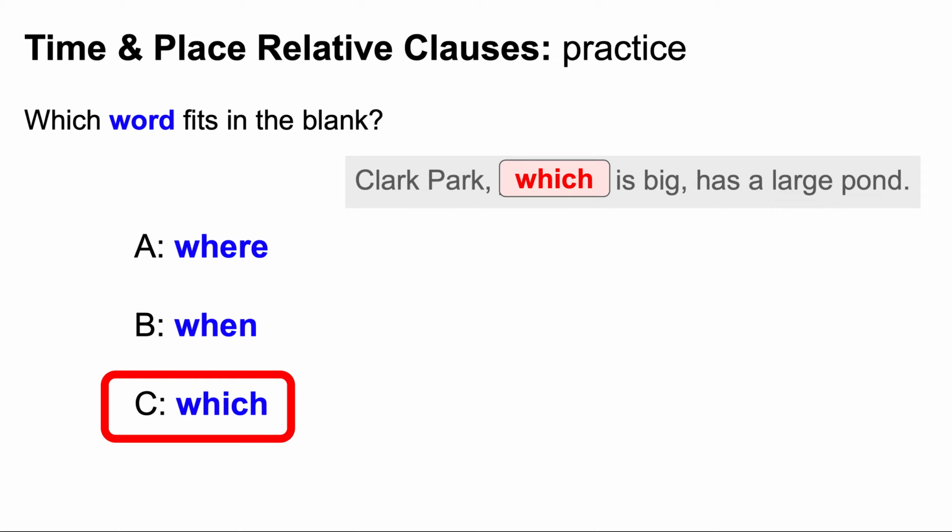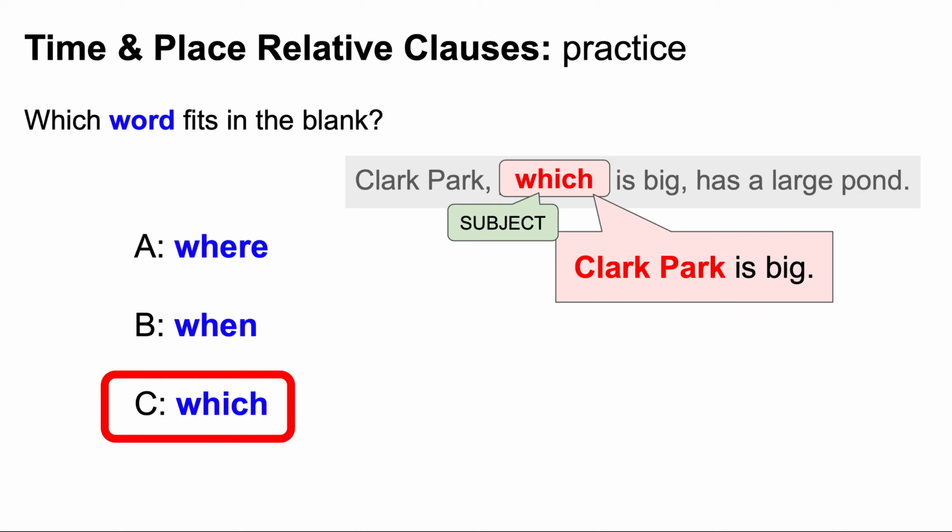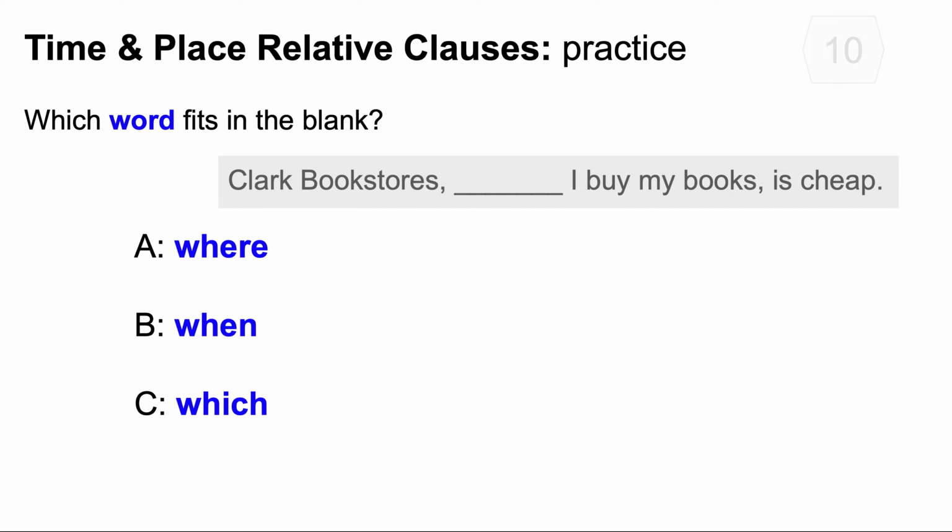Clark Park, which is big, has a large pond. Here, which is big, is a subject relative clause. That is, Clark Park is big. That is, Clark Park is the subject of the relative clause. Next.